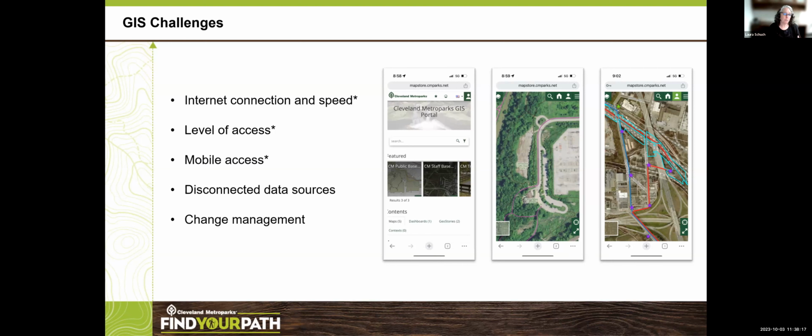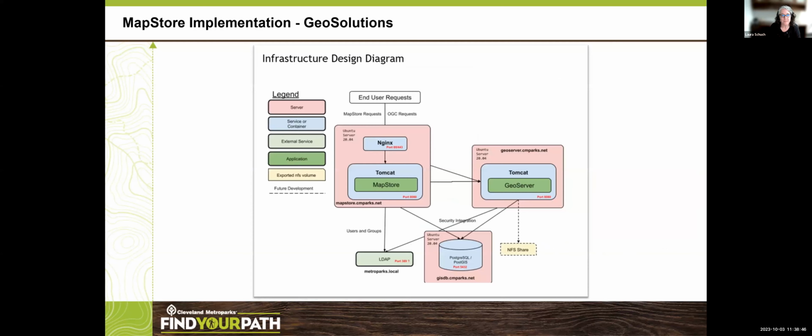And then the two bottom things, they do not have an asterisk. So the top three with the asterisks are things that GeoSolutions has helped us with. The bottom two are kind of our own struggles that we have to deal with. We currently still have some disconnected data sources that we're working through. So one of our initiatives is to create an enterprise level GIS, and then also change management. As I mentioned, a lot of our users really liked the old print server. So we are going to have a big push to get them to use MapStore.